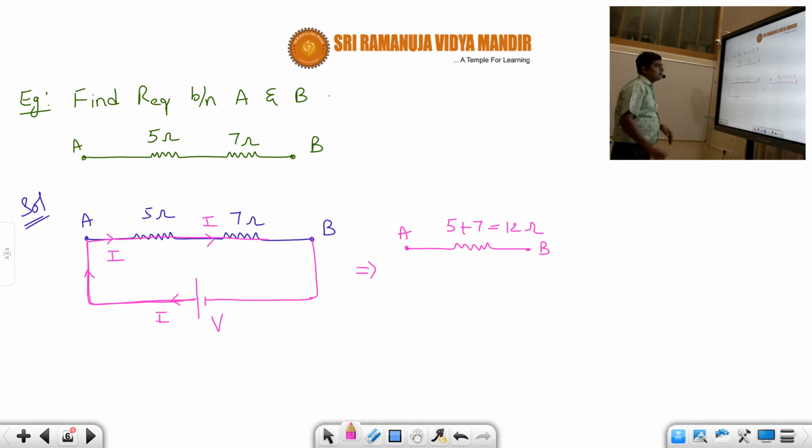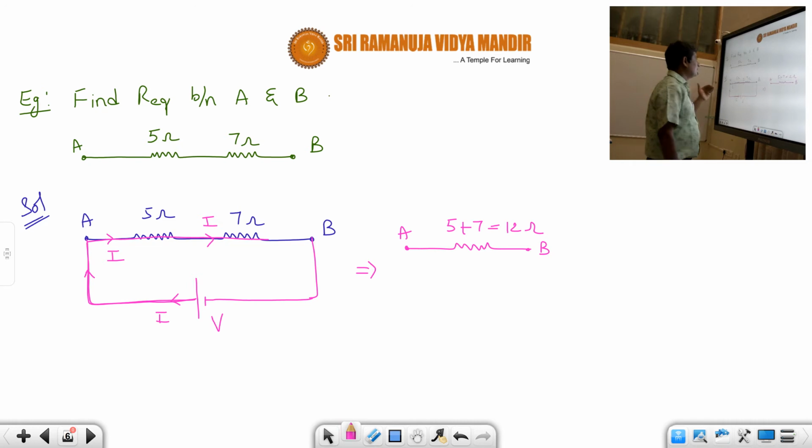Okay, students. So always we should first draw one cell across the terminals across which they are asking the equivalent resistance. Then you will clearly understand the flow of current if you draw it. But after some practice of solving problems, mentally you should be able to visualize that there is a cell connected across the terminals and the current will start flowing from the positive terminal to the negative terminal, and now you have to verify whether the current in both the resistors is the same or not.